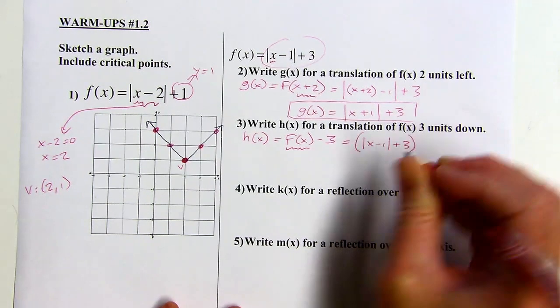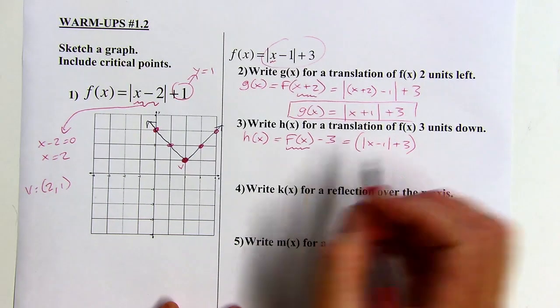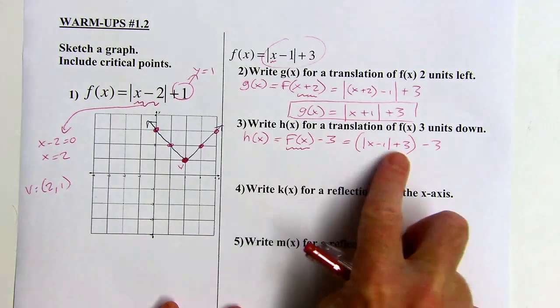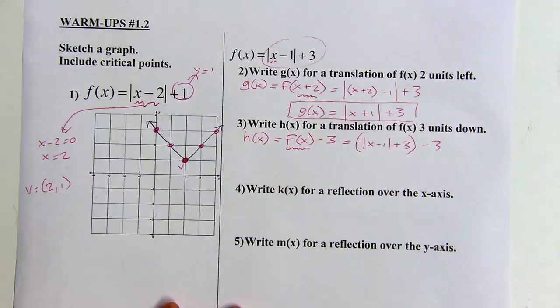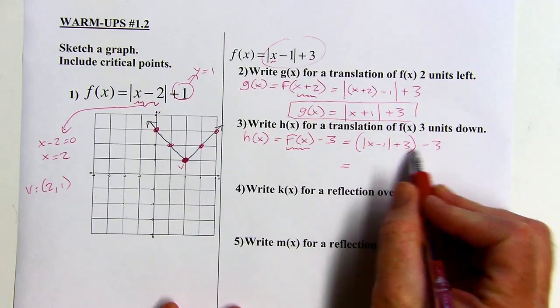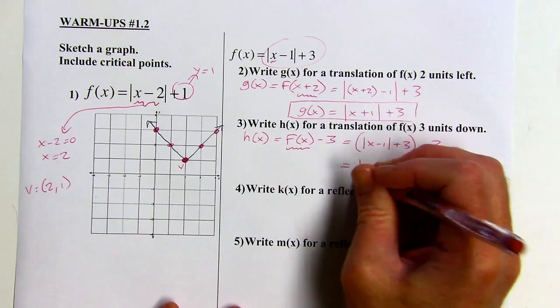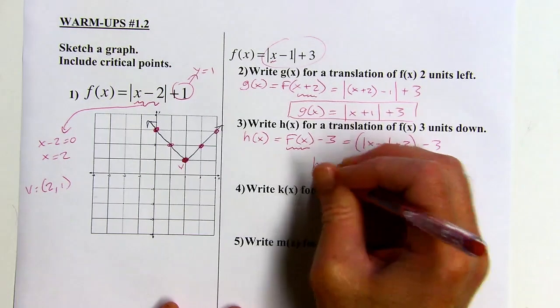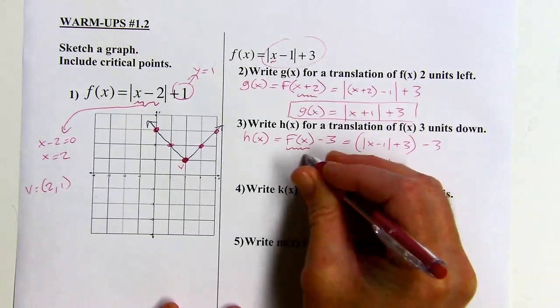So that's what f of x equals, and then I'm still subtracting 3 from it, right? So I took my function and subtracted 3. There's my function. Now I'm subtracting 3 from the end. And now I'm going to simplify this. So 3 and negative 3 combine to 0, to nothing. So then this is what h of x would look like.